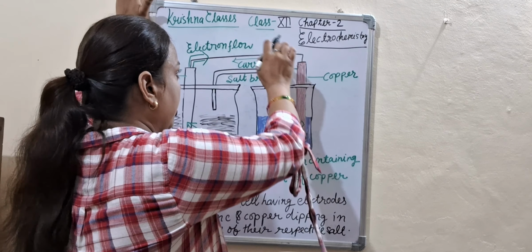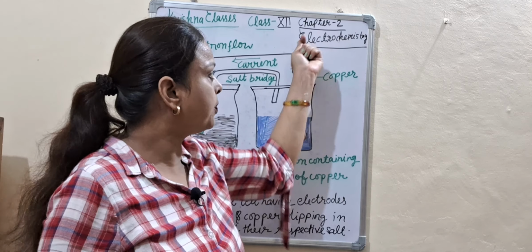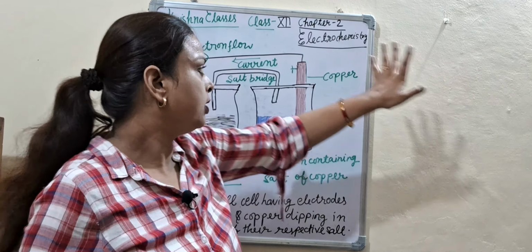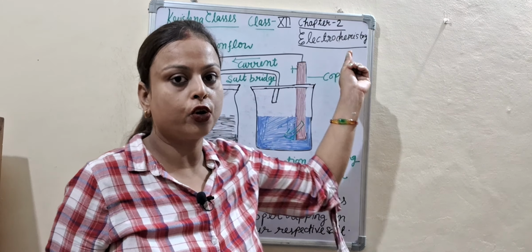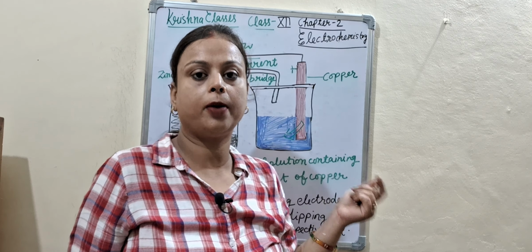Today I am going to tell you about the Daniell cell. This is a topic of chapter 2 of class 12th. The name of the chapter is electrochemistry. So what is electrochemistry, and what is the introduction to electrochemistry?